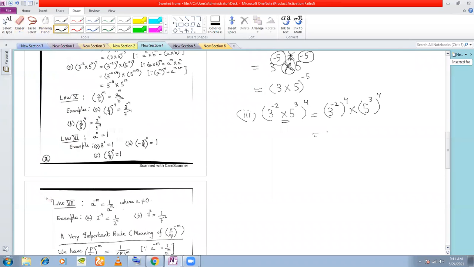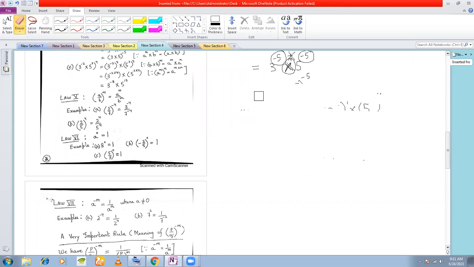You can write this as 3 to the power of minus 2 into 4 from law 3, into 5 to the power of 3 into 4, again from law 3. You can write this as 3 to the power of minus 8 into 5 to the power of 12. That's it. Okay, this is how you use this law. And the next law, law 5.